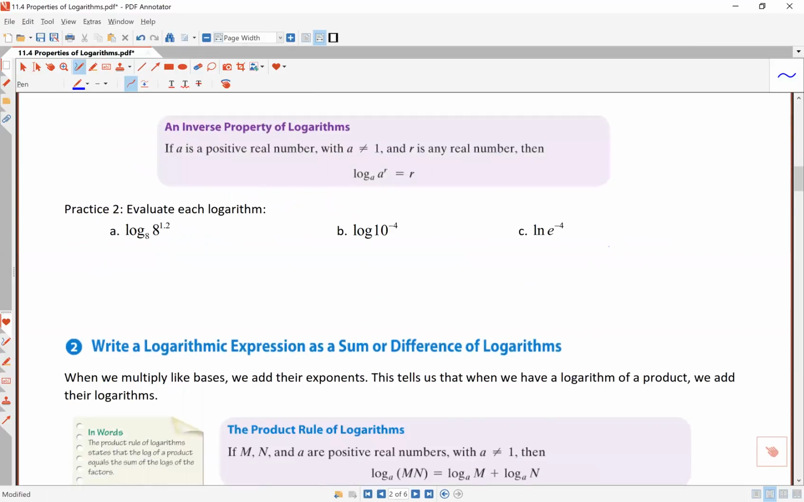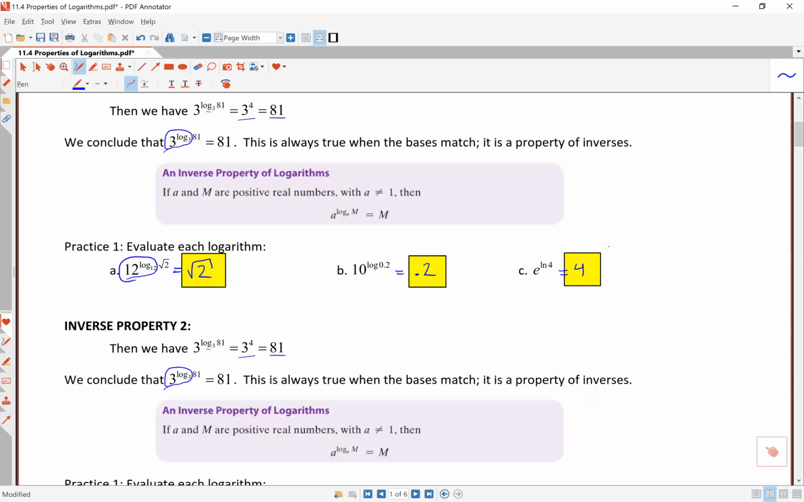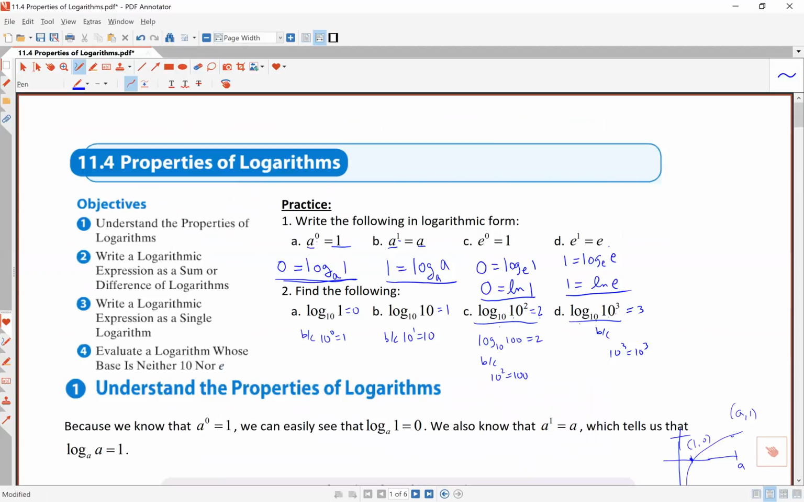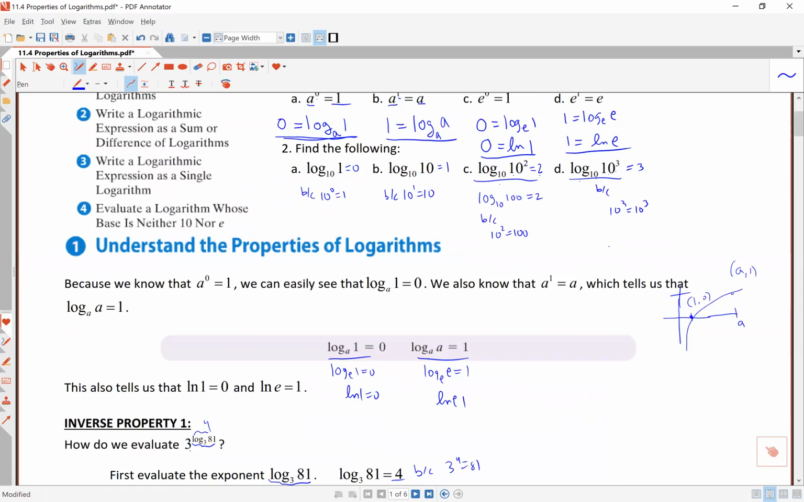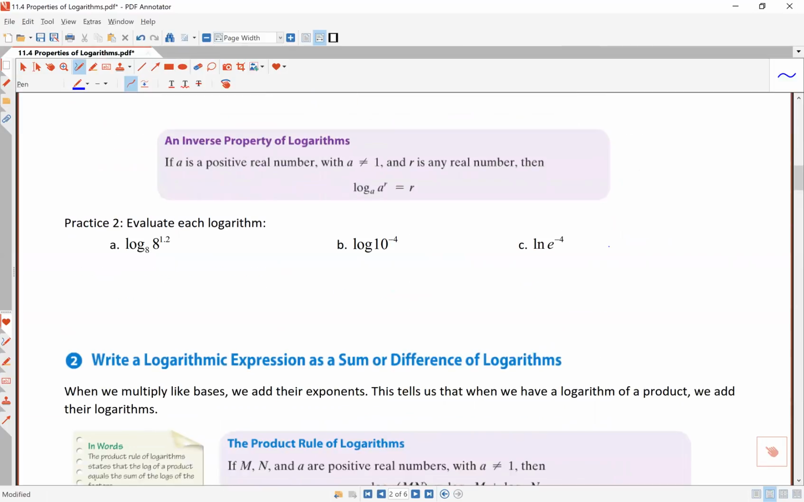Log base a of a to the r just gives us r. Like in our practice problems, C and D. Number 2, log base 10 of 10 squared is 2, and D, log base 10 of 10 cubed is 3. Here are 2 practice problems for you to try. I encourage you to press pause on your video and work these out, and come back when you're ready to see the solution.